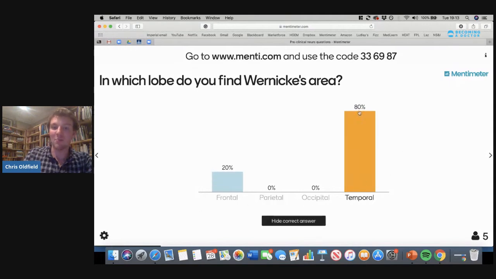The correct answer was the temporal lobe. Wernicke's area is to do with the comprehension of speech. And in the frontal lobe, which is why you might have got mixed up there, is Broca's area.